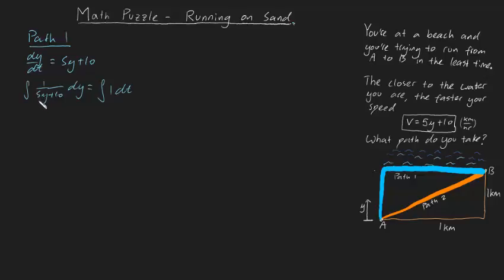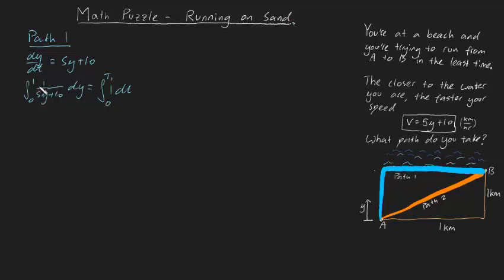And don't forget our limits of integration. We're going to be limiting y from 0 to 1 kilometer. So from 0 to 1 kilometer. And we're going to be integrating t from 0, when we're starting our experiment, to what I will call t1, the time it takes to get from here to here.